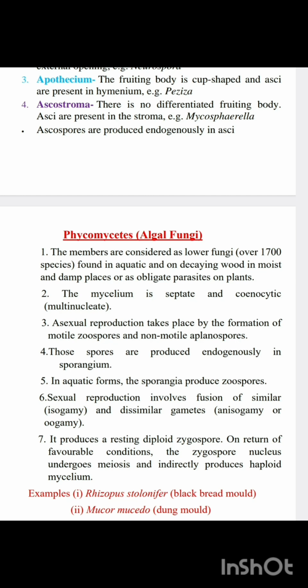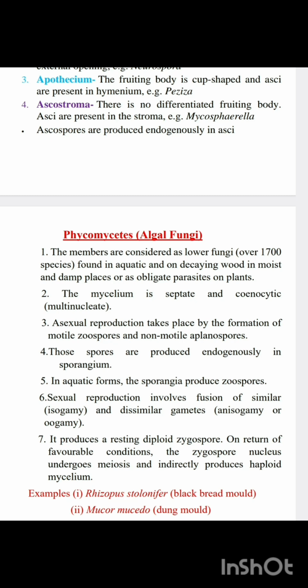Mycelium is aseptate, that means septa or cross walls are absent between cells, and coenocytic, with multinucleate cells. Asexual reproduction takes place by formation of motile zoospores and non-motile aplanospores. Those spores are produced endogenously inside the sporangium. In the aquatic forms, sporangia produce zoospores.